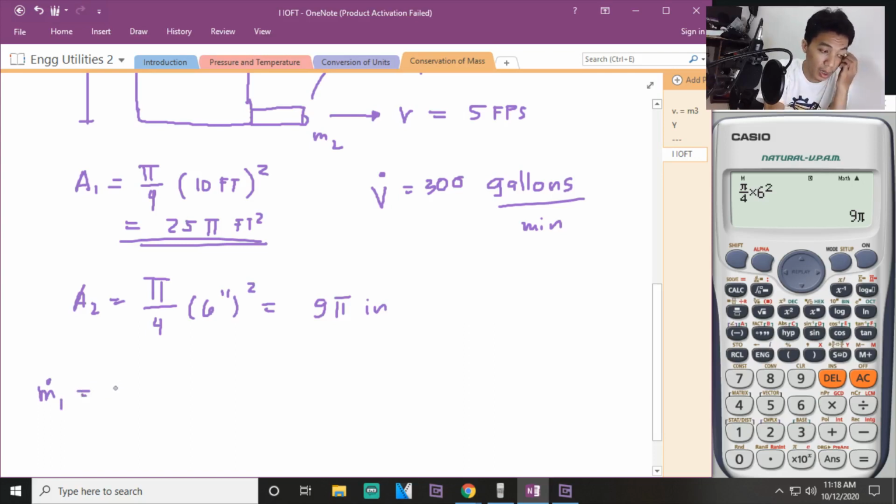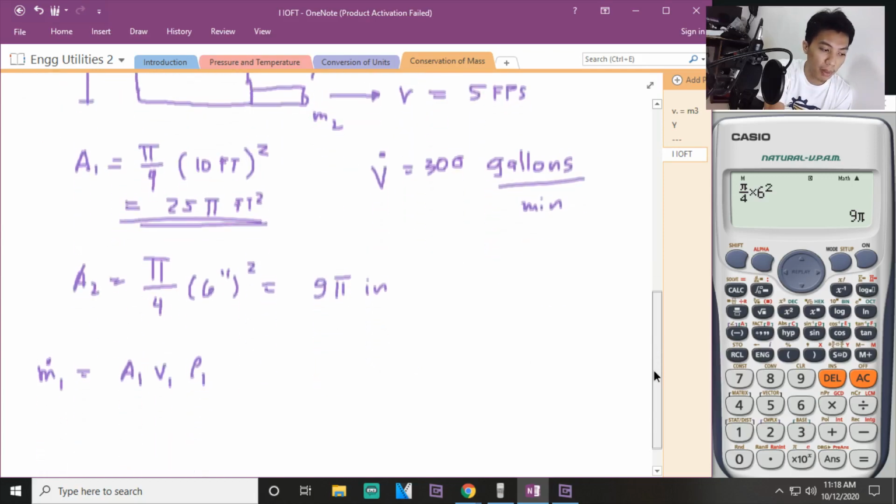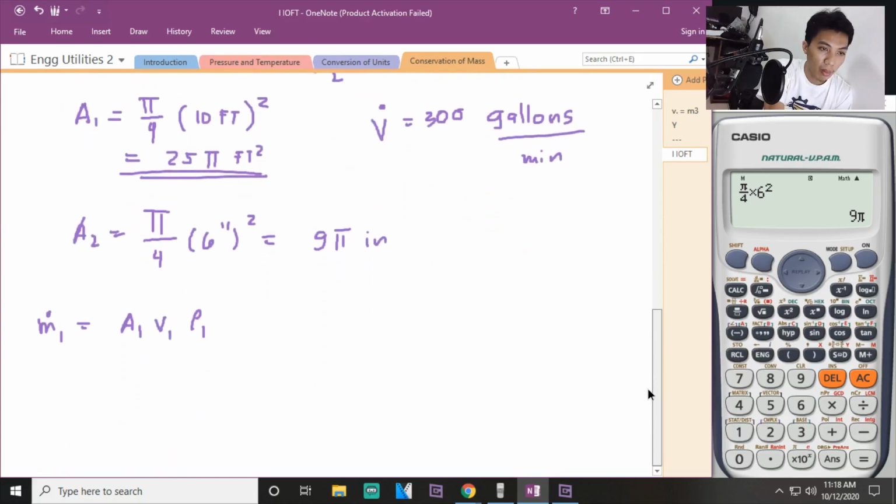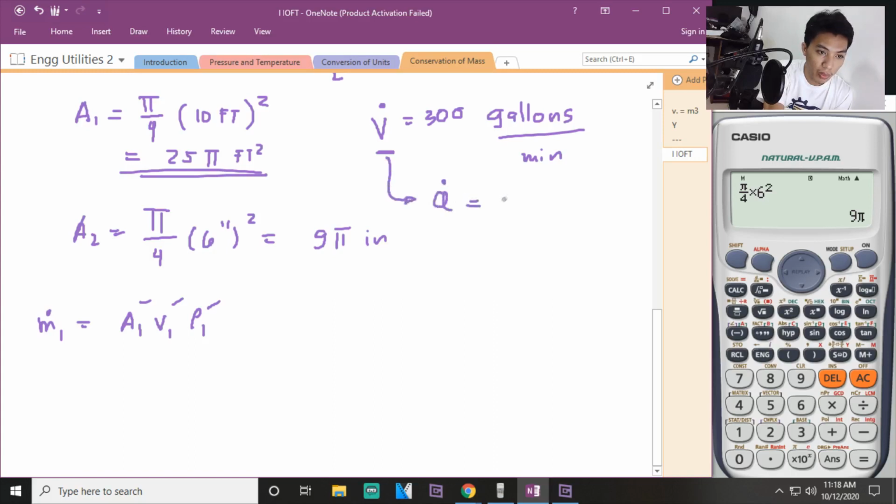meron tayong area. Area 1, velocity 1, tapos density. Ano ba mga kulang dyan? May area ka, meron kang V, meron kang density. Kaya lang, tandaan nyo, di ba binigay ko yan, that is Q, and Q is equal to A V. So, solve na kagad yung dalawa. Okay? So, this is 300 gallon per minute multiplied by the density.